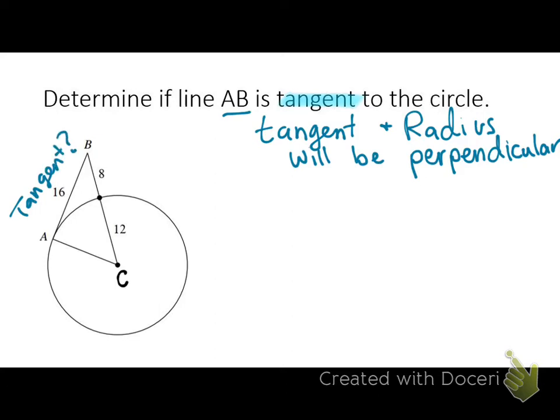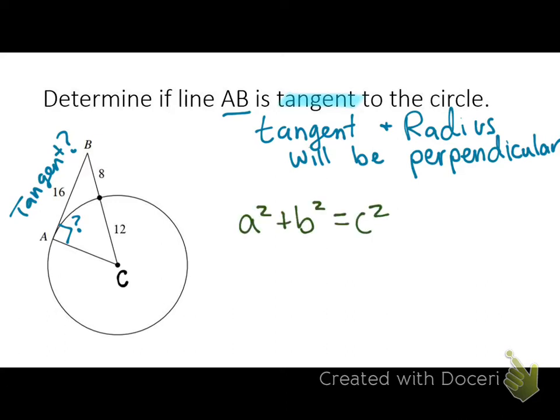So where would the right angle be? At A, B, or C? At A. We want to see if there's a right angle at A. If there is a right angle there, then we have a tangent line. If it's not there, then we do not have a tangent line. How do we figure out if we have a right angle there? Pythagorean Theorem.